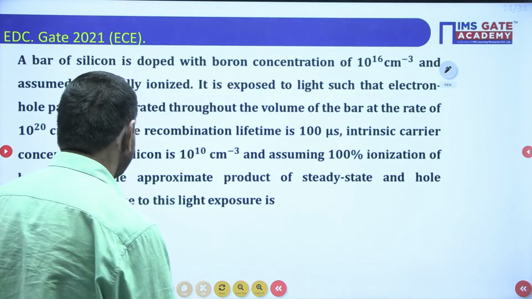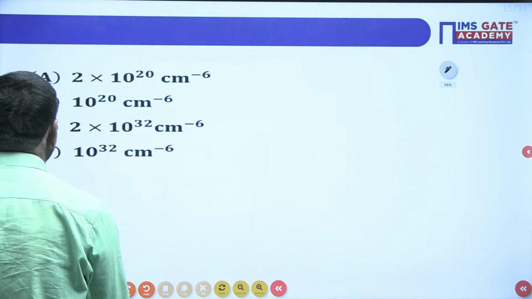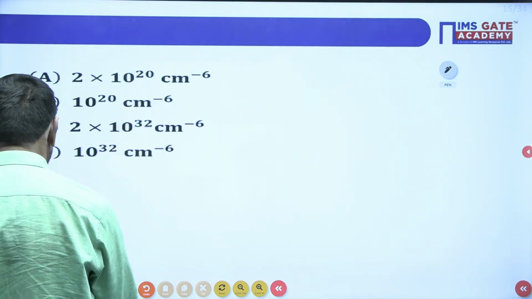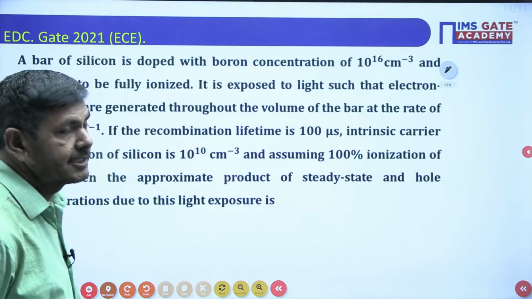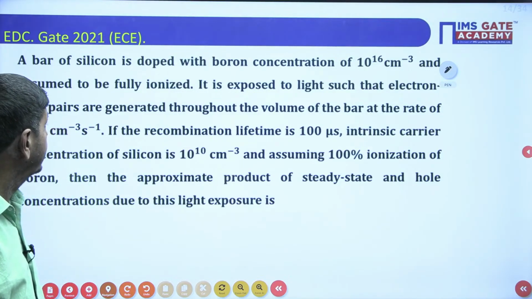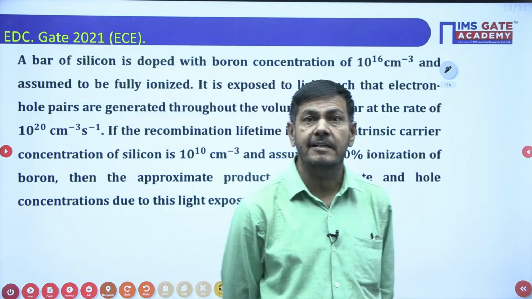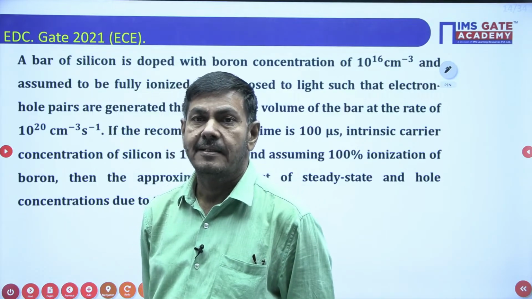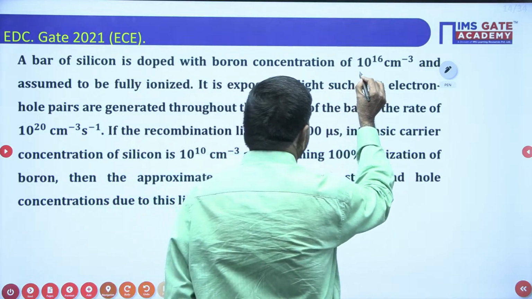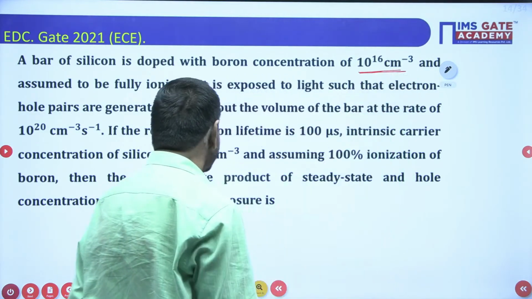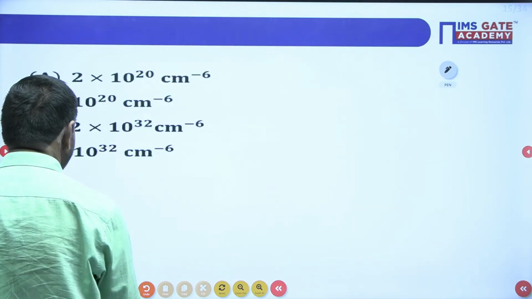What is given in the problem? Options are also given here. Which option is correct is what is required. A bar of silicon is doped with boron concentration. If silicon is doped with boron concentration, is it a p-type or n-type semiconductor? It is a p-type semiconductor, no doubt. The concentration Na is given in the problem. I will put this as the Na value given.